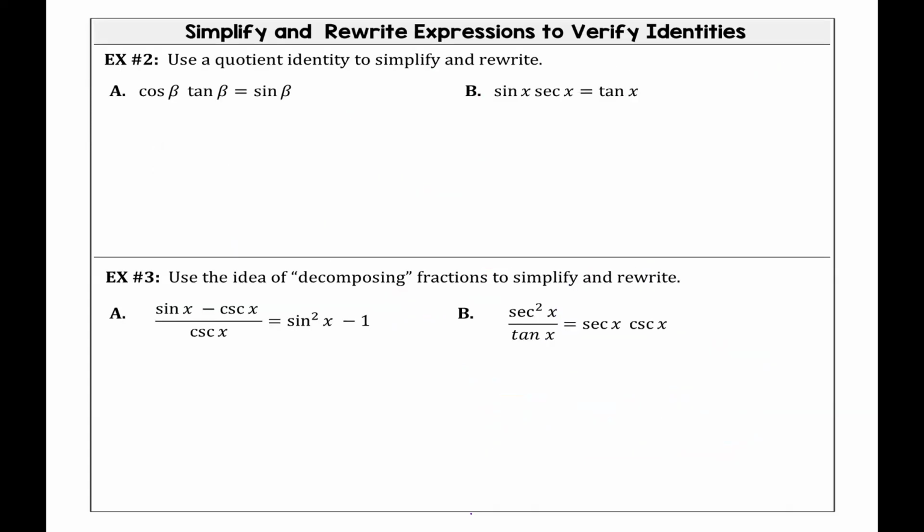Okay. All right, let's keep going. So it's saying we're using the quotient identity. Use the quotient identity to simplify and rewrite. When you are simplifying and rewriting, the goal is to get everything in terms of sine and cosine first. So your goal is to try to write everything in terms of sine or cosine first.